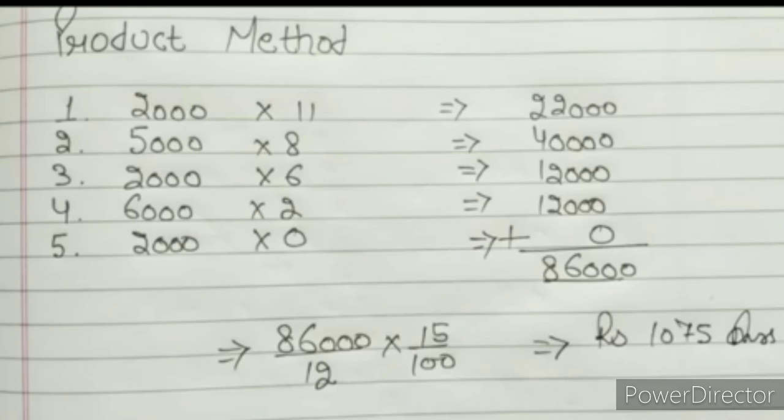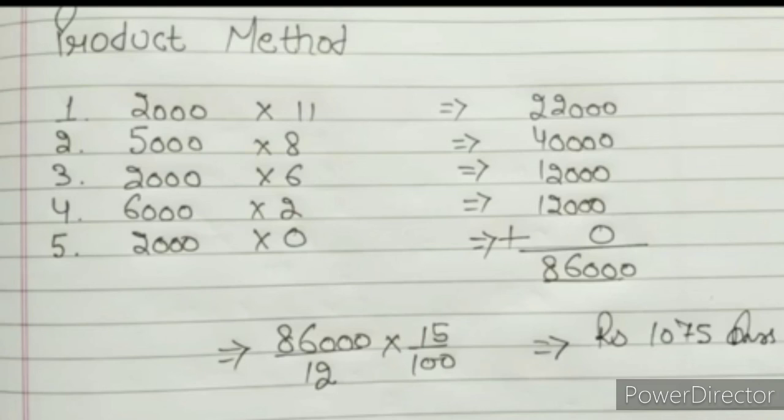Similarly, 2000 was withdrawn on 30th September. We'll multiply it with 6 months and we will get 12,000 in drawings. In the same way, for the January month, we multiply the amount of 6,000 with 2 months of January to March and we will get rupees 12,000 again. And for the drawing in the March month, we don't have any month because it was the last month. When we multiply it by 0, then our answer will also be 0.